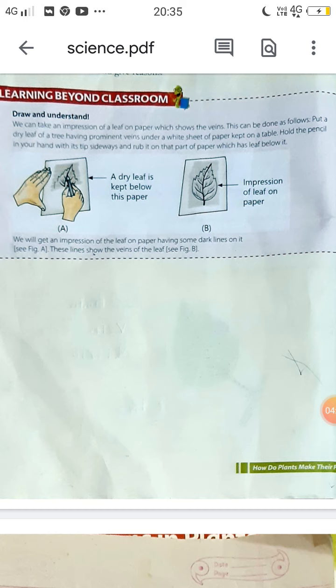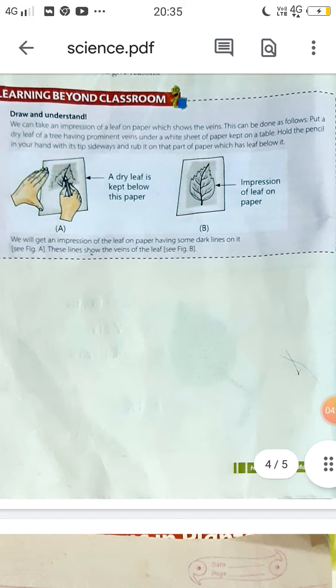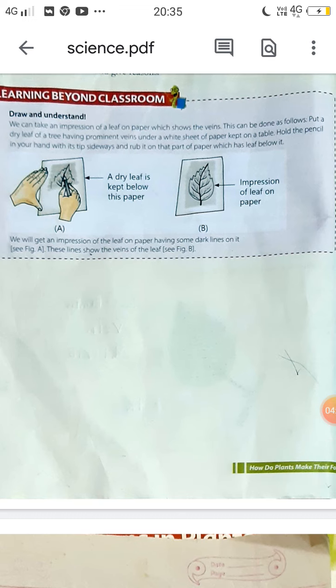See figure point A. It has some dark lines, and in figure point B we have got a complete impression of the leaf on paper. These lines show veins of the leaf.